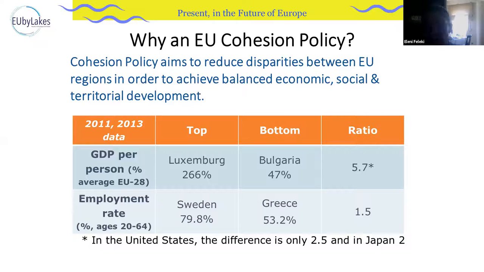Also, regarding the employment rate, and remember, this is data from 2013. In Sweden, back then, it was about 80%. In Greece, it was 53. Now I can reassure you that it's much lower. While in the United States, the difference in such numbers is only 2.5, and in Japan it is 2. So, why do we have a European cohesion policy? Because we need to reduce disparities between different European regions, and in order to achieve a balanced economic, social, and territorial development.